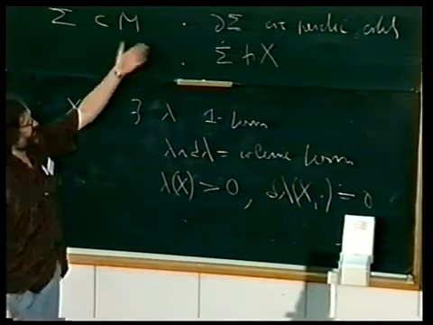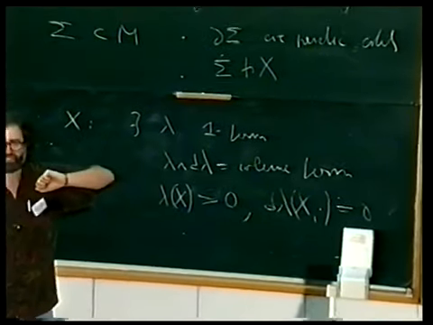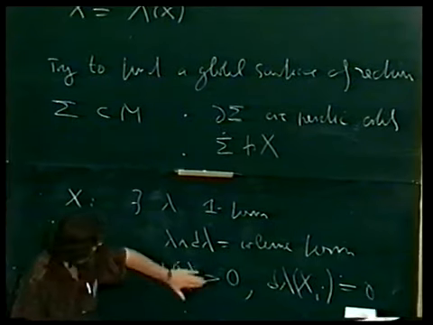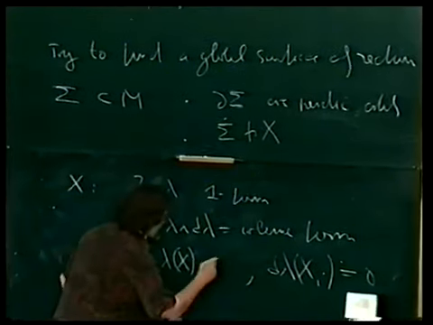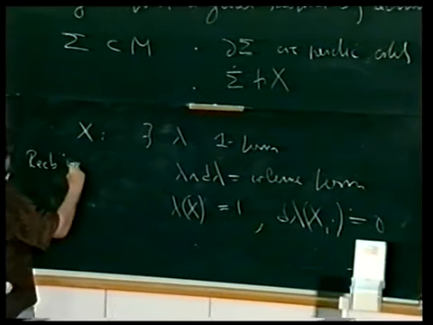Then, of course, when I study the orbit structure and I multiply a vector field by a positive function, the orbit structure wouldn't change. I'm not interested in the particular parameterization, so I might say this equals 1, and these are called Reeb vector fields.